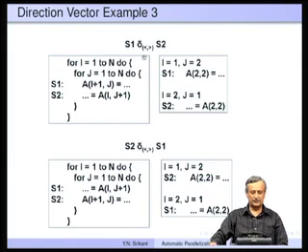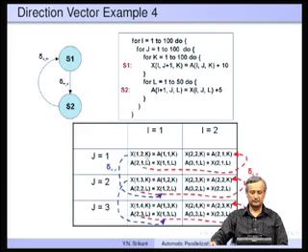And here is an example of S1 delta less than greater than S2. This is possible because the I value increases from 1 to 2, but the j value decreases from 2 to 1. This is legal because we are really looking at a different set of iterations of j for a different value of I. So there is no illegality here. There is a similar example in this part as well.